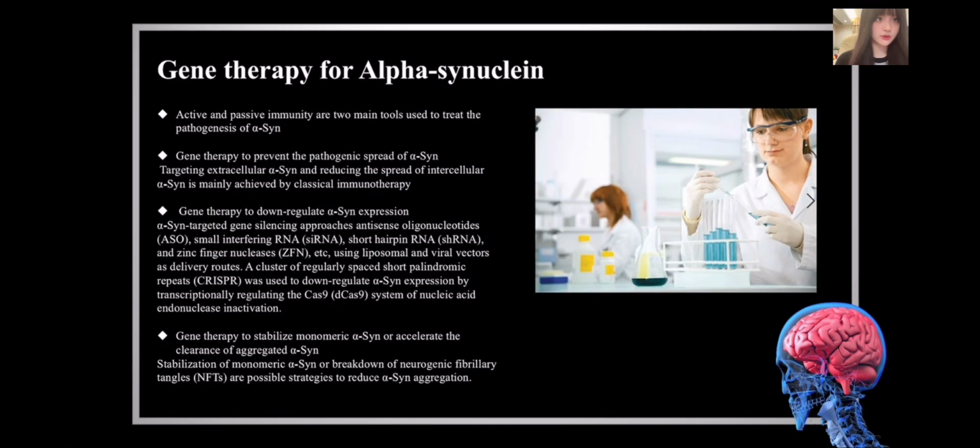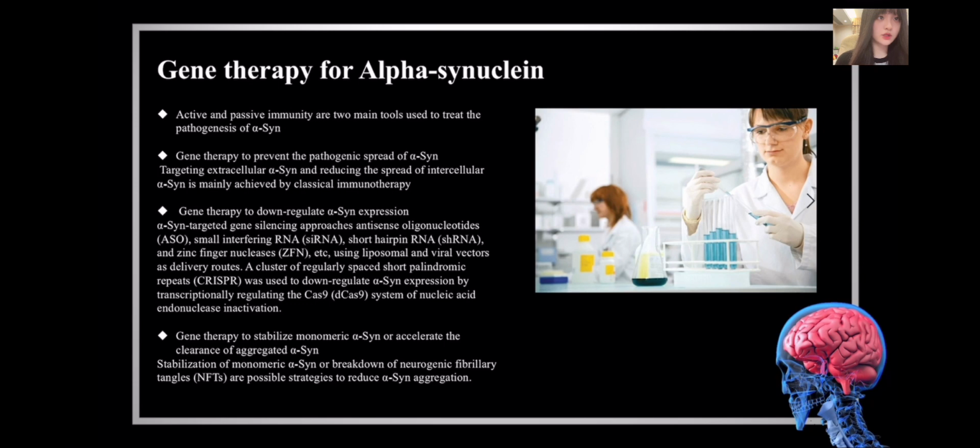For gene therapy to prevent the pathogenic spread of alpha-synuclein, targeting extracellular alpha-synuclein and reducing the spread of intracellular alpha-synuclein is mainly achieved by classical immunotherapy. Extracellular alpha-synuclein is used as an immunotherapeutic substrate to inhibit alpha-synuclein transmission by blocking the expression of receptors that promote intracellular transmission. Vector-based immunotherapies that deliver anti-alpha-synuclein antibody directly to the CNS via viral vector are being explored to enhance cellular target engagement. For gene therapy to downregulate alpha-synuclein expression, alpha-synuclein target gene silencing approaches such as ASO, siRNA, shRNA, and ZFN are used, with liposomal and viral vectors as delivery routes.